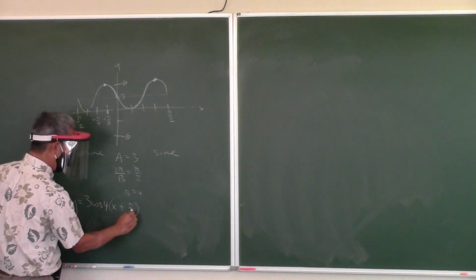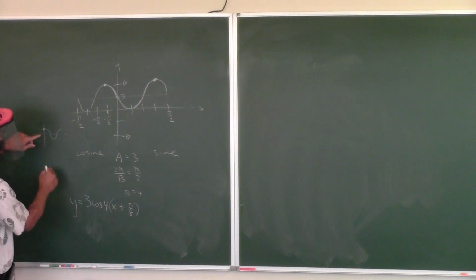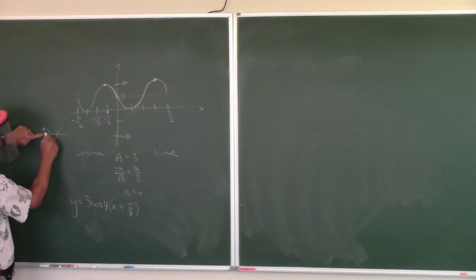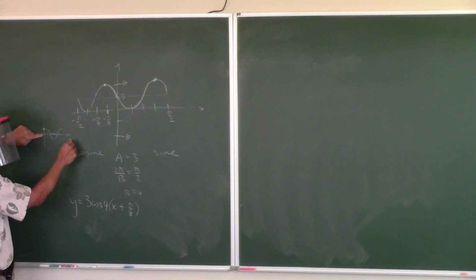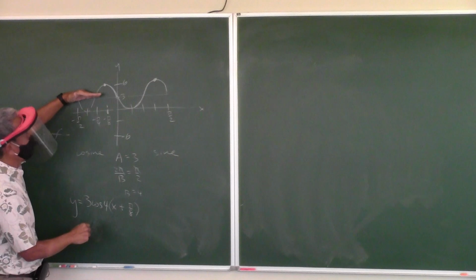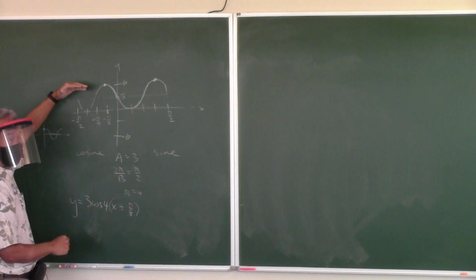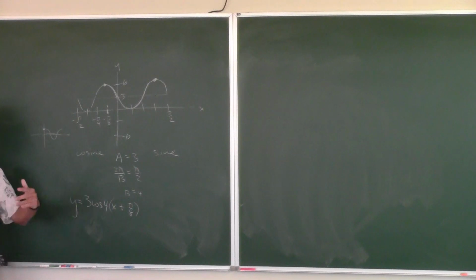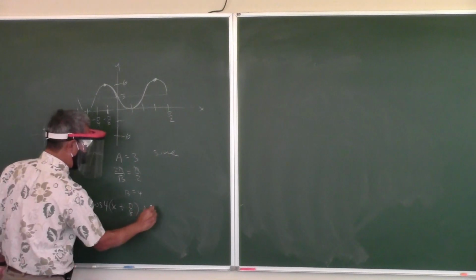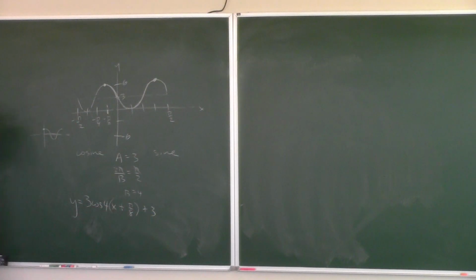Okay, so how do you make a graph shift pi over 8 to the left? Plus pi over 8. And then, normally, cosine and sine, the midline is right on the x-axis, right? But now it's up here. So doesn't that mean the graph got shifted up 3? How do you make a graph go up 3? Just put plus 3 at the end. Ding! Full credit.